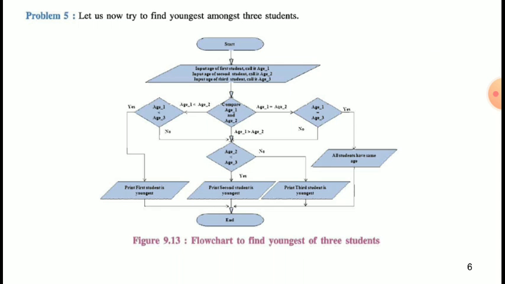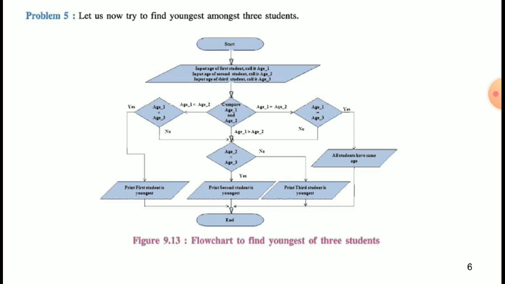Second, compare age 1 and age 2. Do both ages the same? Third, if the value of age 1 is less than age 2, then compare age 1 and age 3. If age 1 is still less than age 3, then the first student is the youngest.